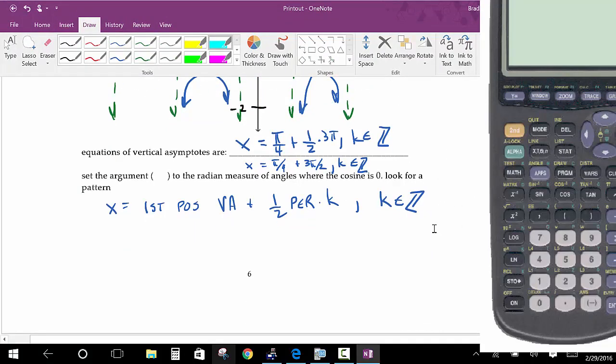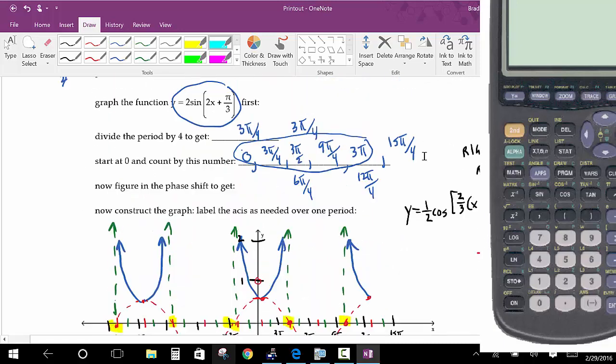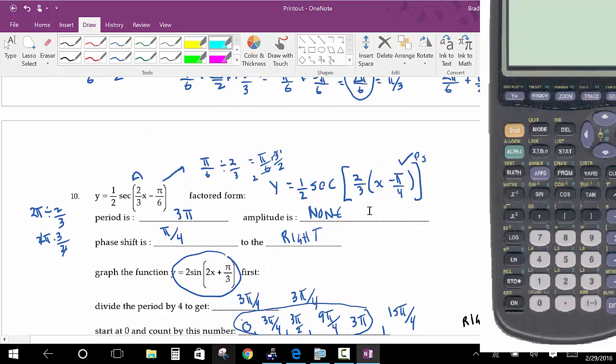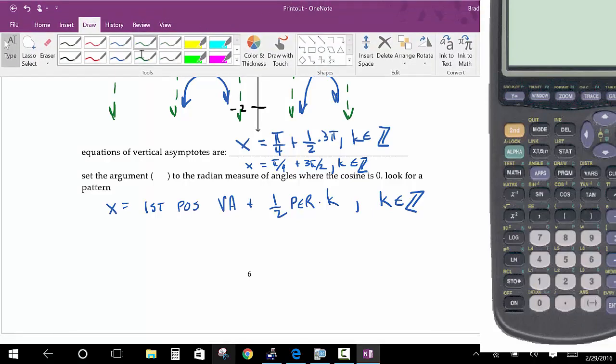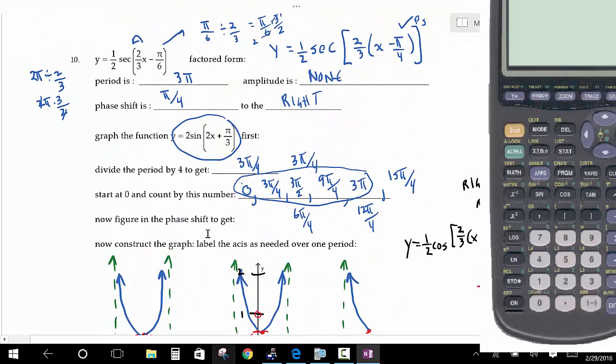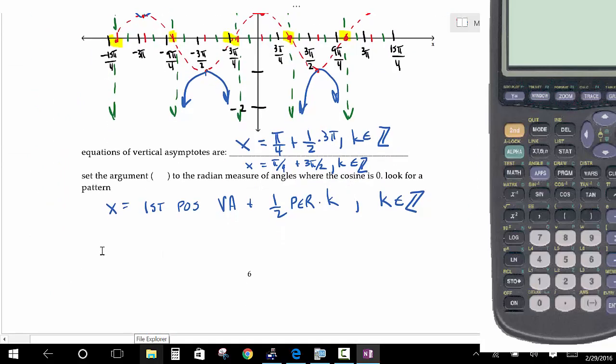Now, the other thing you can do on this is take the argument. The argument is this thing right here, 2/3 x minus pi over 4. You could take that argument and set it to a place where the cosine is 0. So let me show you how you would get that pi over 4. The argument is this piece here, which is 2/3 x minus pi over 4. Now you're going to set that equal to a place where the cosine is 0. One place the cosine is equal to 0 is at pi over 2. So if you set it equal to pi over 2, then you would get where that asymptote goes.